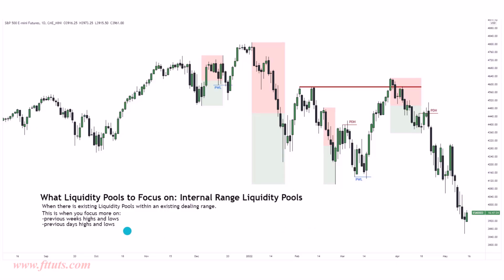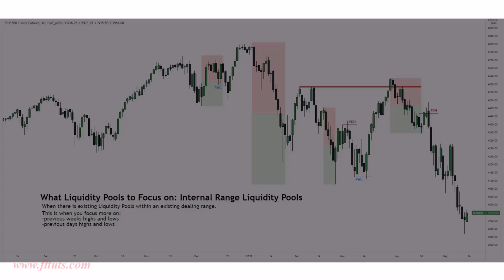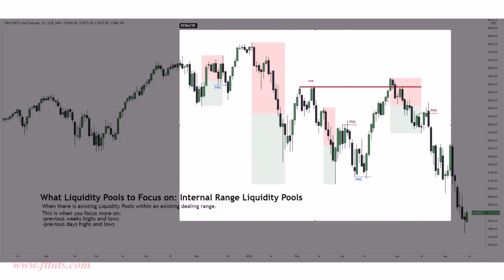When it comes to internal range liquidities, okay, focus on previous week's highs and previous week's lows, and previous days highs and previous days lows. So previous days highs, previous week's lows. Okay, these ones don't really have as much space and time. If you remember what I just said, this has a big amount of space and time, so that gives a lot of time for liquidity to be building above these highs. But when it comes to previous week's highs and lows, or previous days highs and lows, you can see the space and time is not as significant. So it's a very short-term hunt.